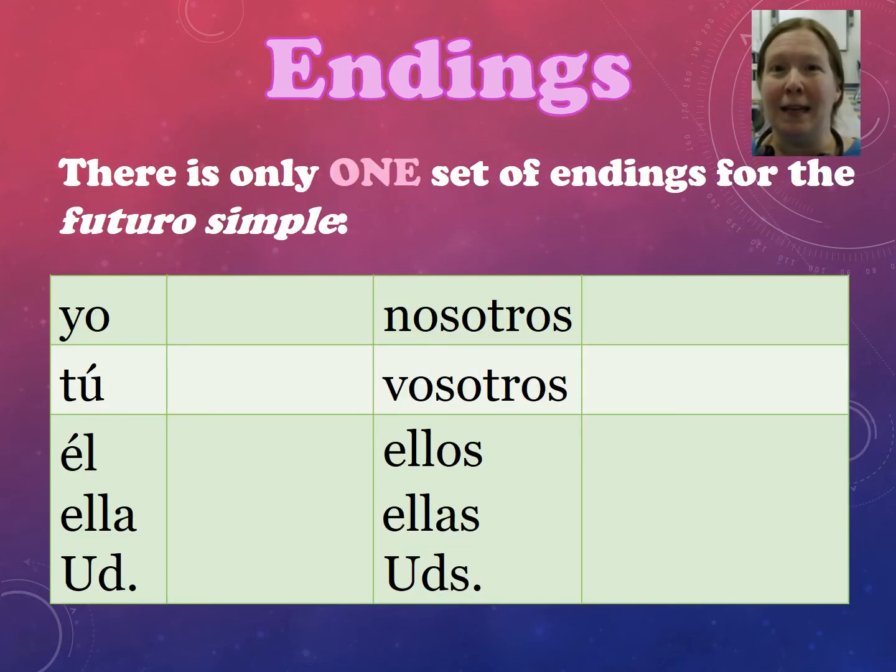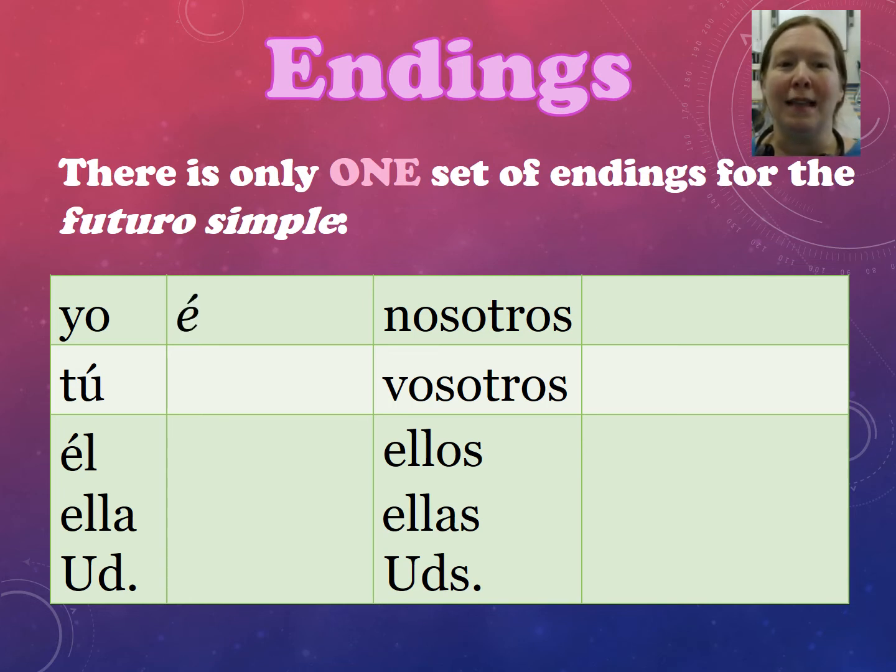So let's talk about the endings. The good news is there's only one set of endings for the futuro simple. For the present tense, you usually have to worry about what kind of verb it is. Is it an ER verb, an IR verb, or an AR verb? For futuro simple, you do not have to do that. There's only one set of endings. It doesn't matter what type of verb it is. It doesn't matter whether it has an irregular stem or not. No matter what, these are the only endings that you are going to use.